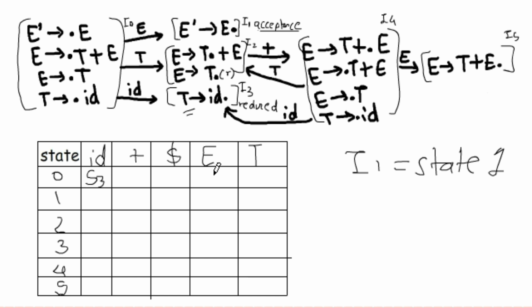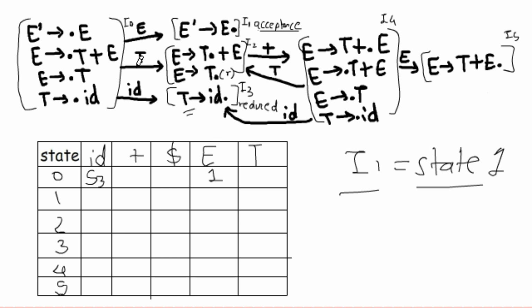So let us look at E. At state 0, when you read E, what happens? When you read E, you go to item number 1, which is state 1. So you have to write 1, only 1. If there is a terminal symbol, then you have to write S1, S2, S3. If there is a non-terminal symbol, then you only have to write 1, 2, 3, not S1, S2, and S3.